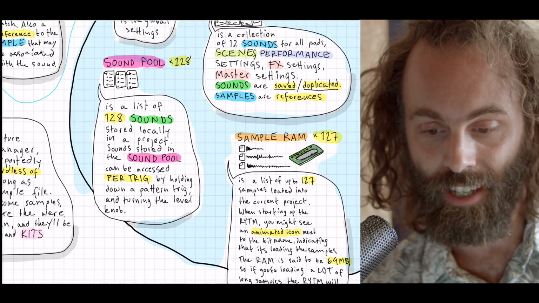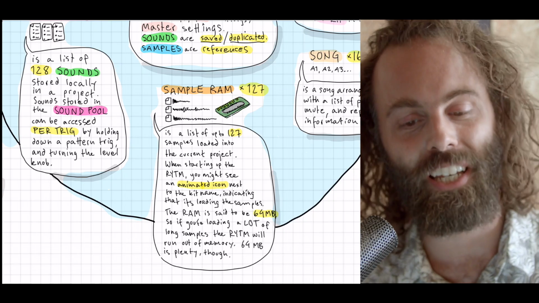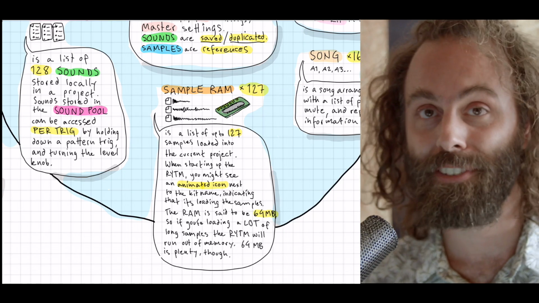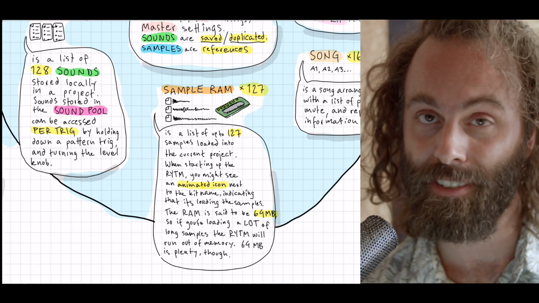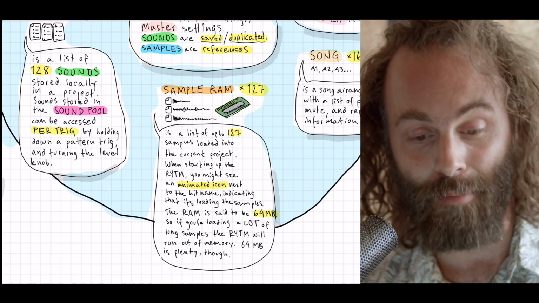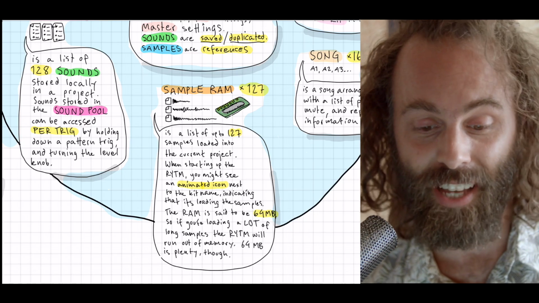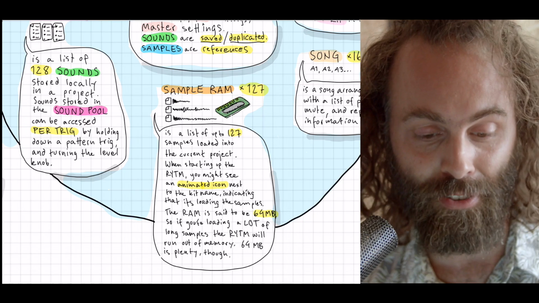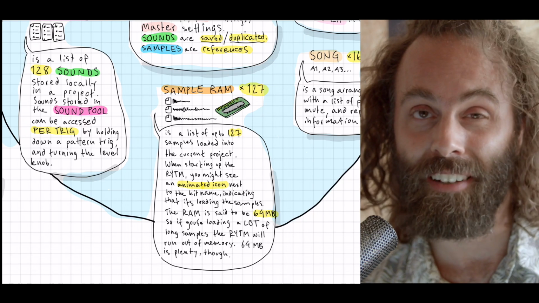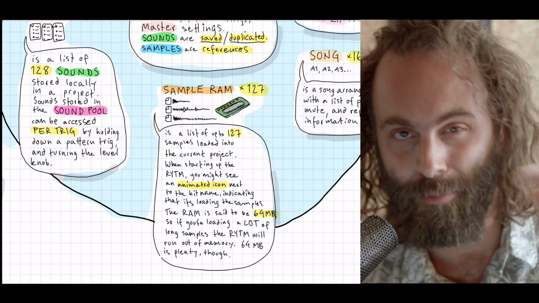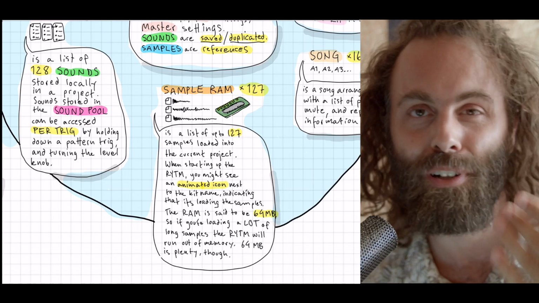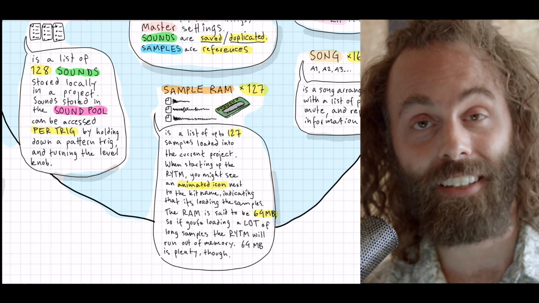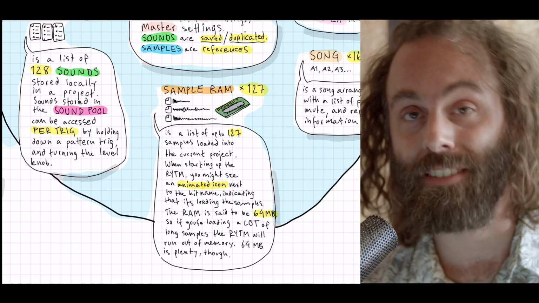Okay, the last thing is more like how the machine handles samples. So in each project you got 127 slots for samples. So it's a list of samples loaded into the current project. When you're starting up the Analog Rytm, you might see an animated icon that's kind of wavy or pulsing, and it's telling you that it's still loading the samples.